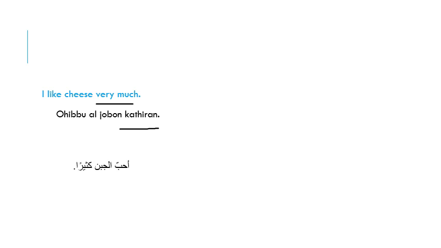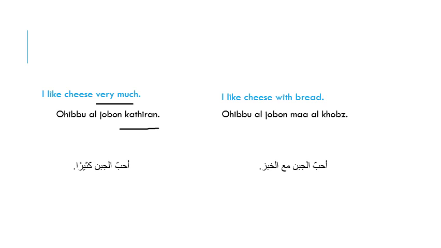To say that you like cheese with bread, you can say أحب الجبن مع الخبز. Here, I like is أحب. You're answering in the first point of view. Cheese, as we said, means الجبن. With means مع, and bread means الخبز. So the sentence becomes أحب الجبن مع الخبز. So الخبز means bread.